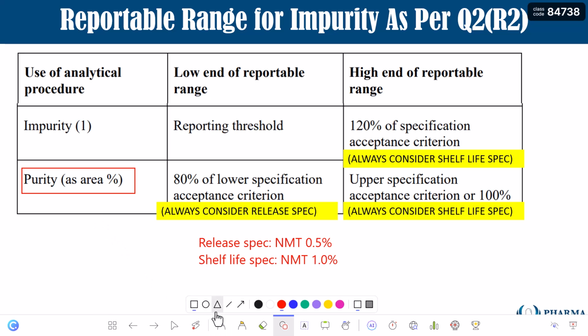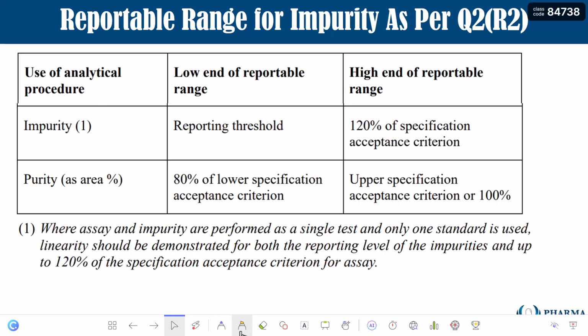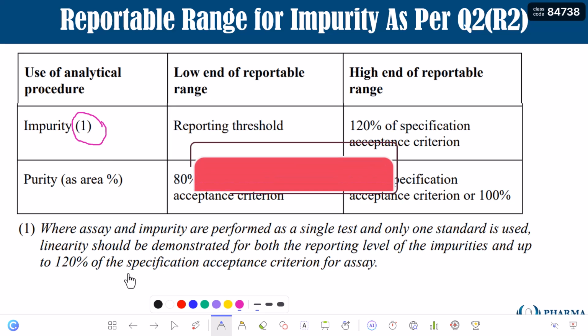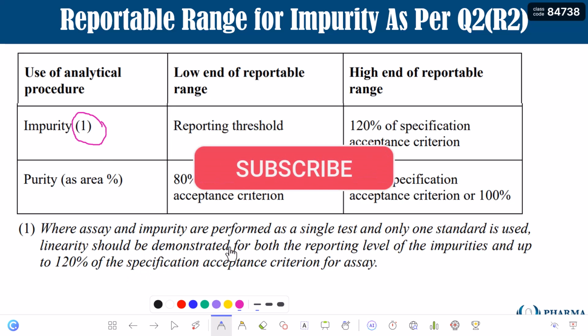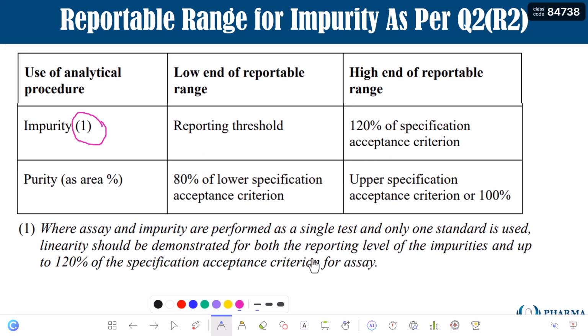We talked about another important point, and that is here now. This is point number 1. So what does point 1 denote? Now where assay and impurity are performed as a single test and only one standard is used, linearity should be demonstrated for both the reporting level of the impurities and up to 120% of the specification acceptance criteria for assay. Now this defines the requirement for assay.